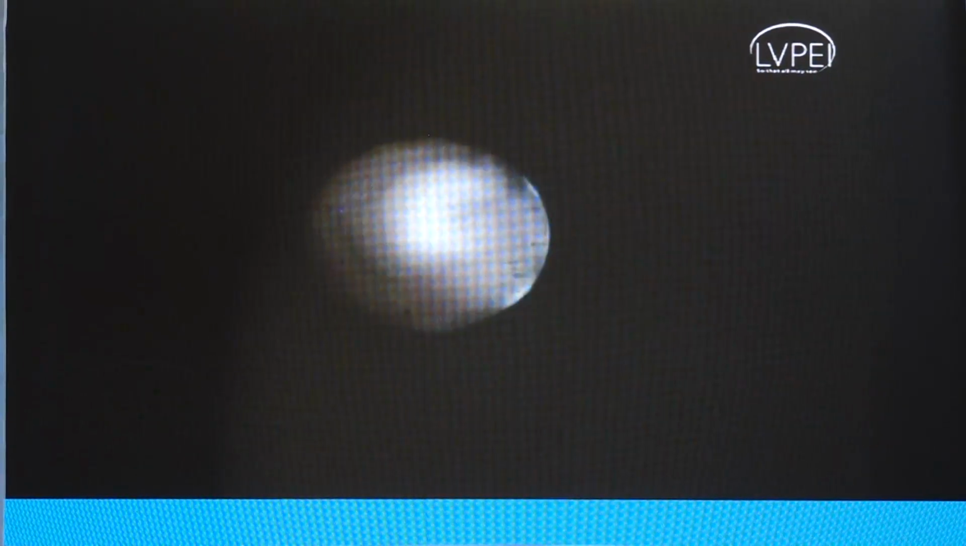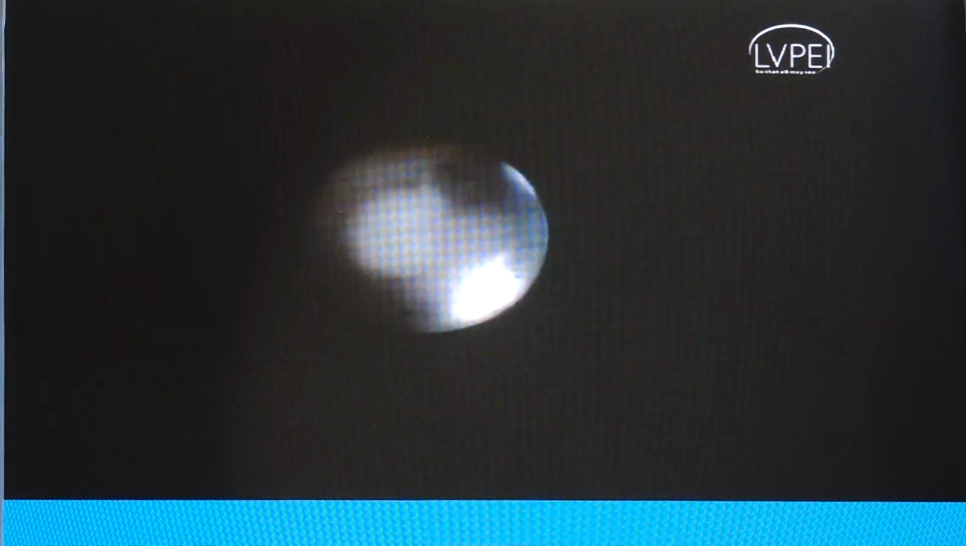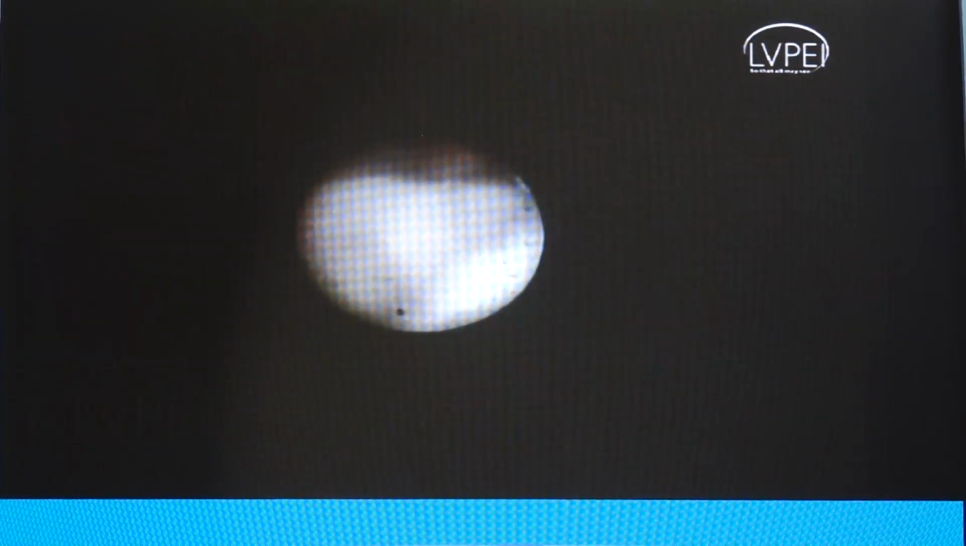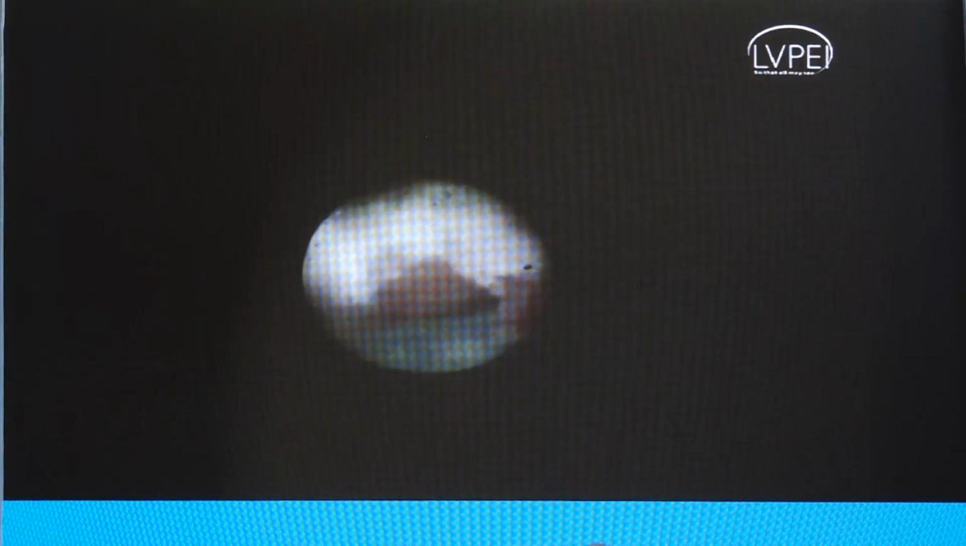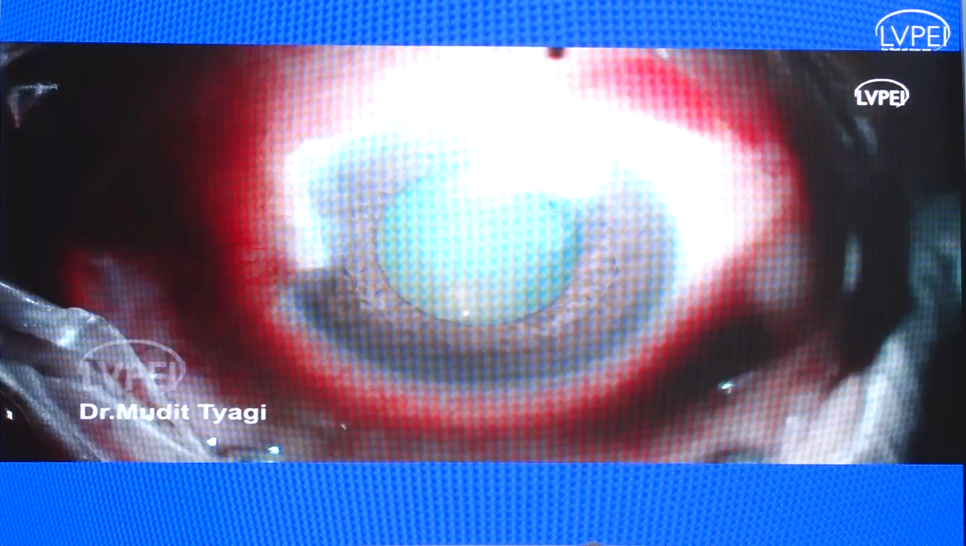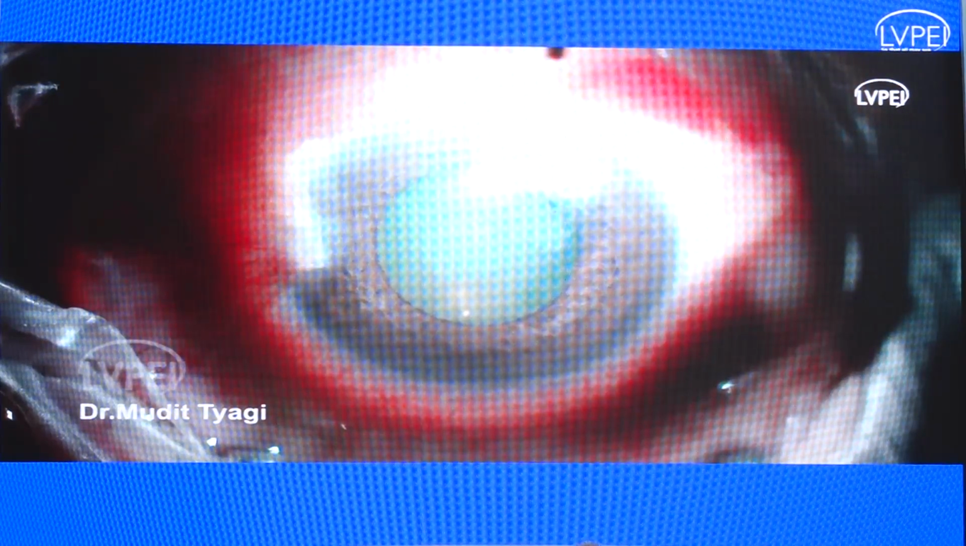So in eyes with persisting hypotony, and Dr. Sangeet Mittal is here and he will probably be dealing with the topic of hypotony in uveitis, endoscopy now allows us to intervene in these eyes and visualize what's happening. So that's how intervention can be done with the help of the endoscope.